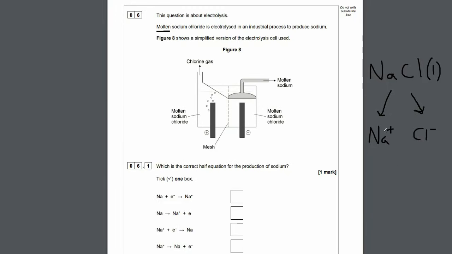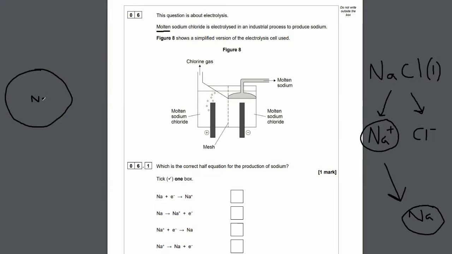So how do we go from this is what the question is asking us. How do we transform that to sodium? Well, we need to get rid of the plus. What that means is that sodium has lost an electron. It should have 1 in its outer shell, but when it becomes an ion, it loses it. So we want to regain an electron.